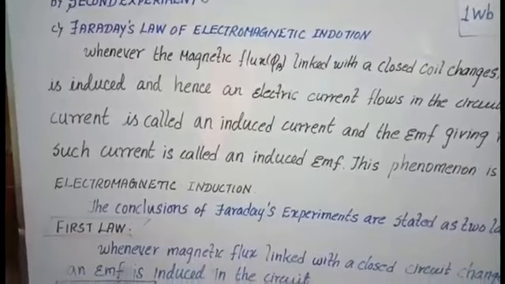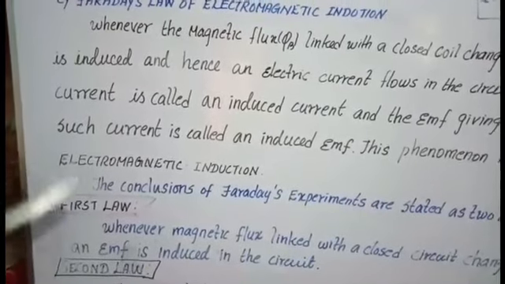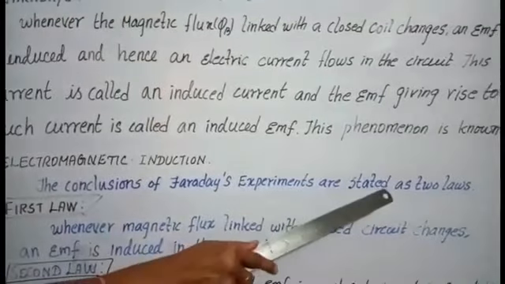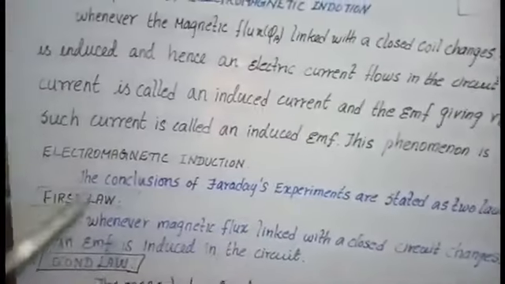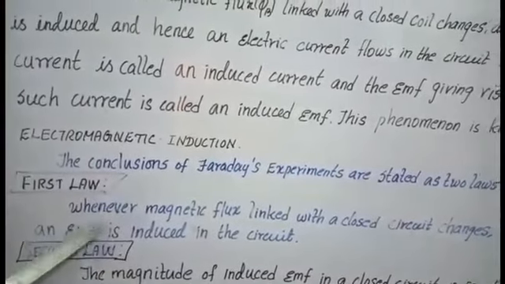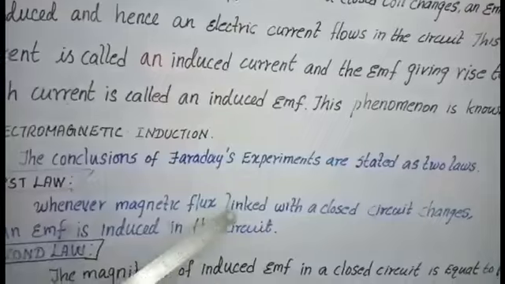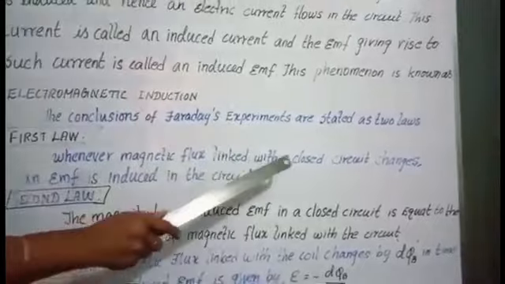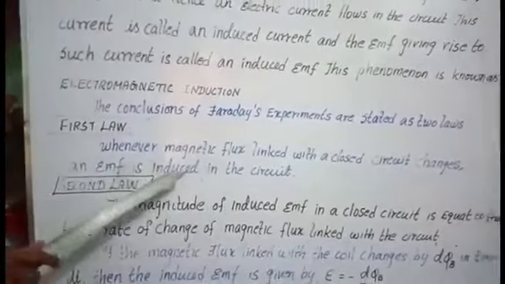This is some of the explanation of the experiment. Now, finally, the conclusions of Faraday's experiments are stated as two laws, the first law and the second law. What is Faraday's first law? Whenever the magnetic flux linked with a closed circuit changes, an EMF is induced in the circuit.